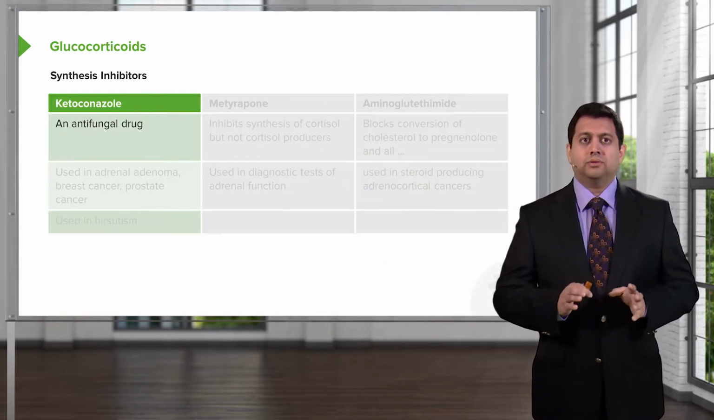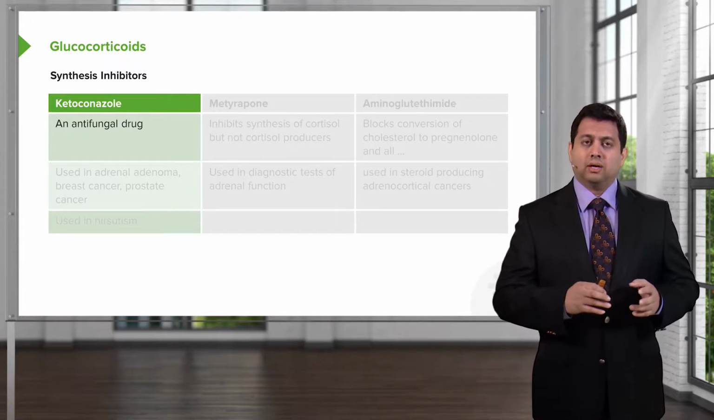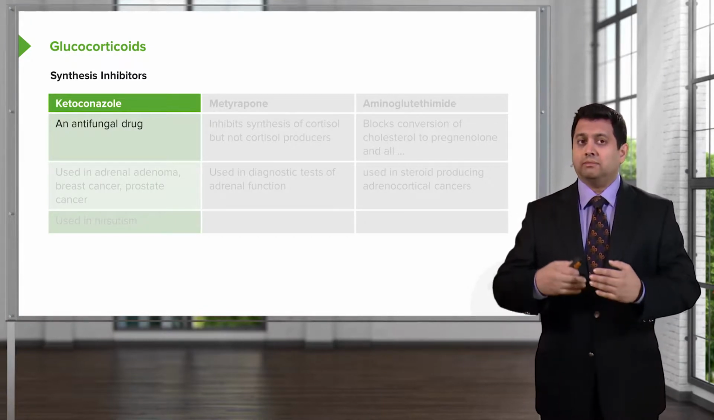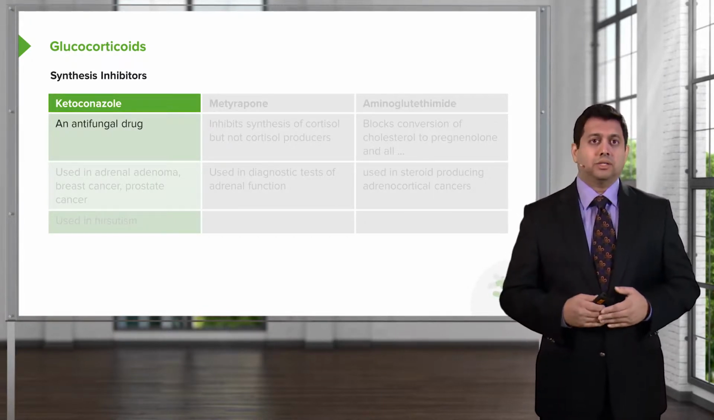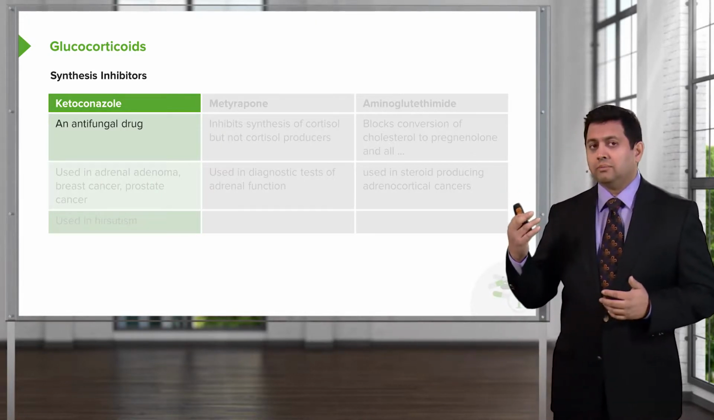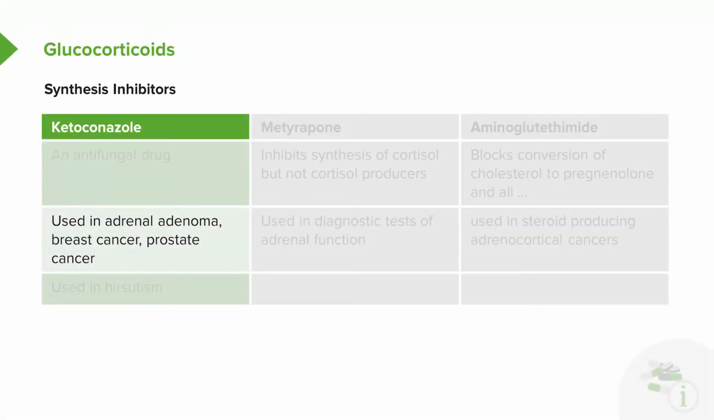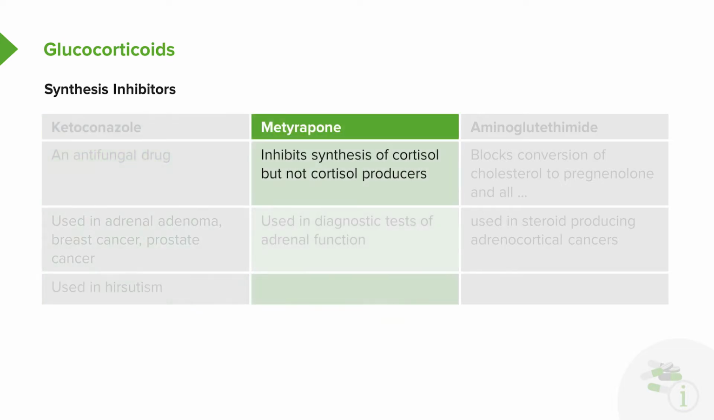Let's take a look at glucocorticoid synthesis inhibitors. Now, this is a drug or set of drugs that we use to actually reduce excess endogenous cortisol production. Now, interestingly enough, ketoconazole you might recognize as an antifungal medication. We do use it in adrenal adenoma, breast cancer, and prostate cancer, and it is also used in hirsutism for the treatment of excess cortisol levels.